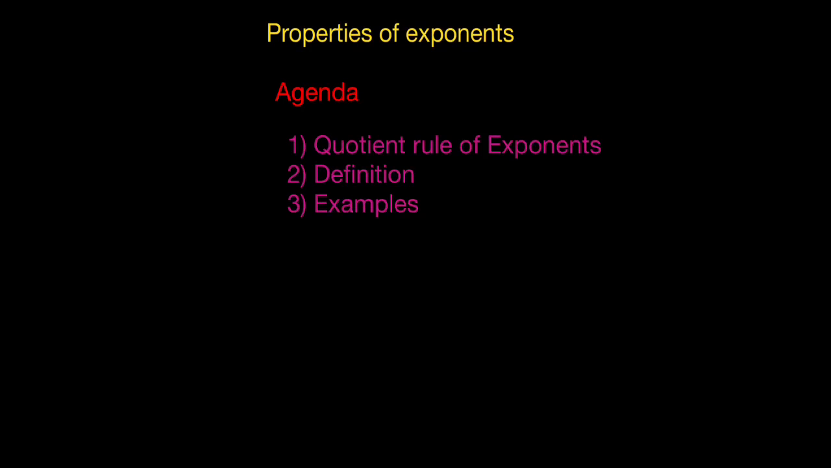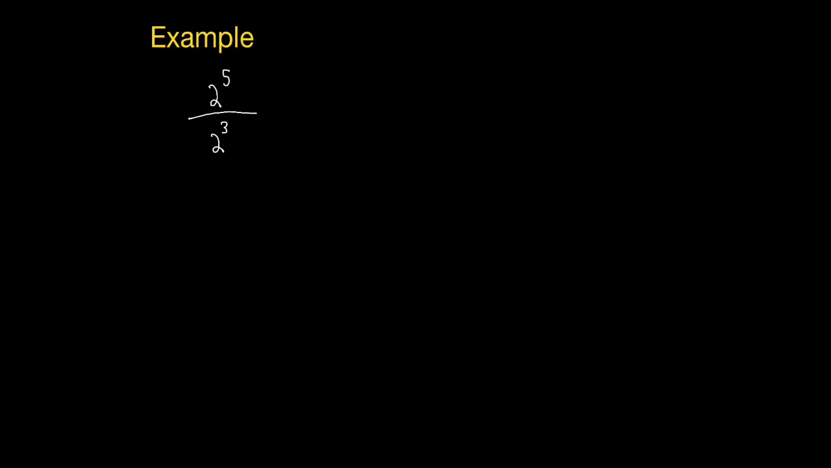Okay, today we take a look at what happens when we divide exponential expressions, and we're going to give birth to this thing called the quotient rule of exponents. So let's consider this expression here. We have 2 to the 5th, and it's getting divided by another exponential expression, 2 to the 3rd.